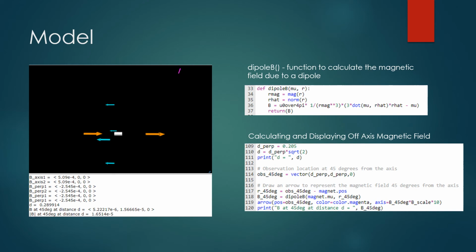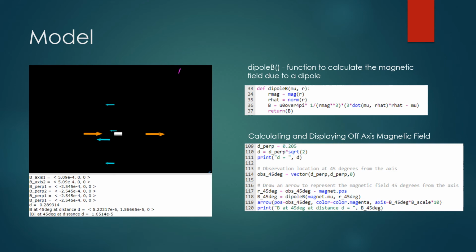Here we have the dipole B function, which calculates the magnetic field due to a dipole using the far field approximation shown in the introduction. And I also have code for calculating and displaying the off-axis magnetic field. For the sake of brevity, I don't show the on-axis and perpendicular axis magnetic fields because they're very similar to this.